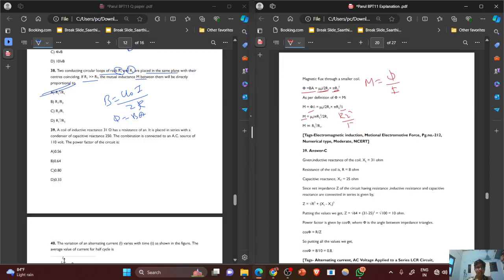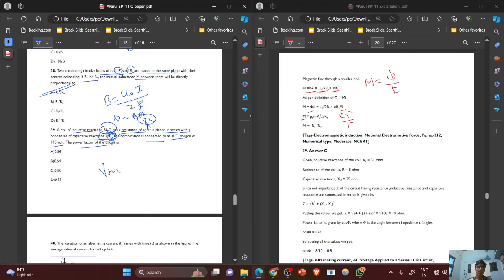Now moving ahead, a coil of inductive reactance 33 ohm has a resistance of 8 ohm. Here the unit is missing. It is placed in series with a capacitive reactance, again the unit is missing. The combination is connected to a source, and we need the power factor. It is again the same kind of question.